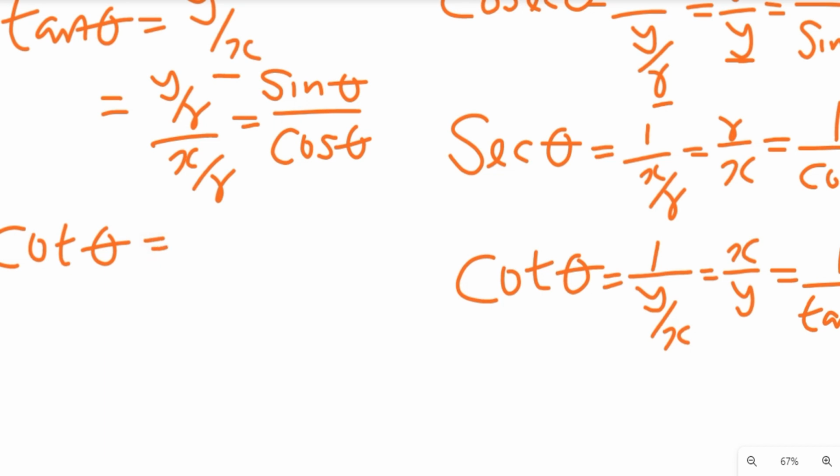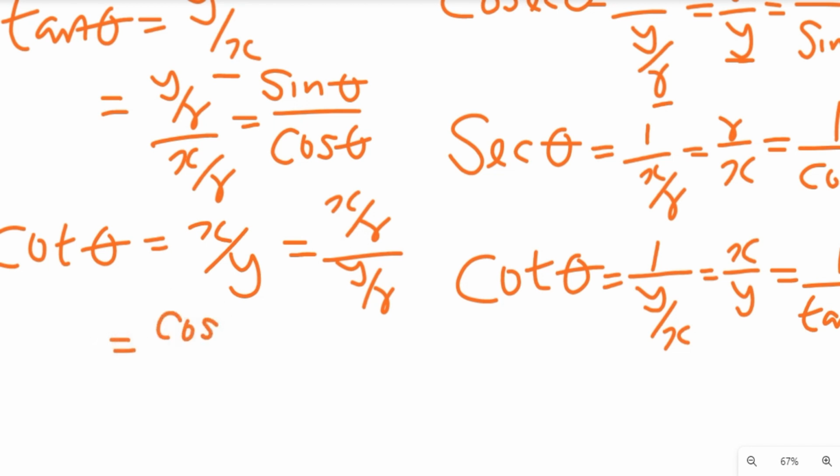Now, when we have cot theta giving us the value x divided by y, we have seen that as the inverse of what? The inverse of tan theta. We'll go ahead to simplify this. We'll see that this will give us x divided by r divided by y divided by r. So that means cot theta can also be equal to cos theta divided by sine what? Sine theta. That's another good trigonometric property.